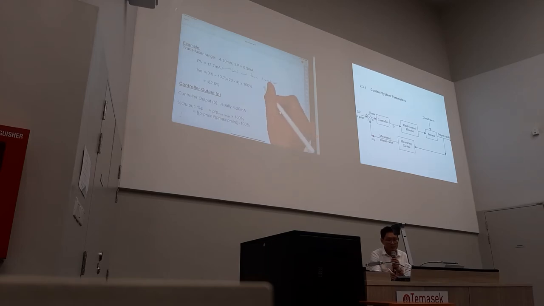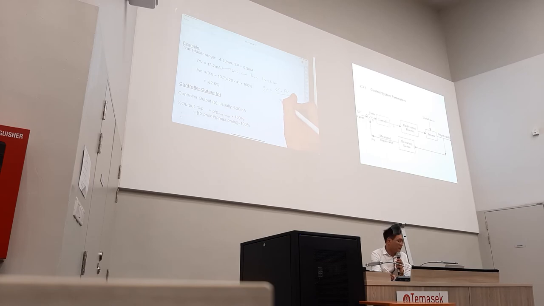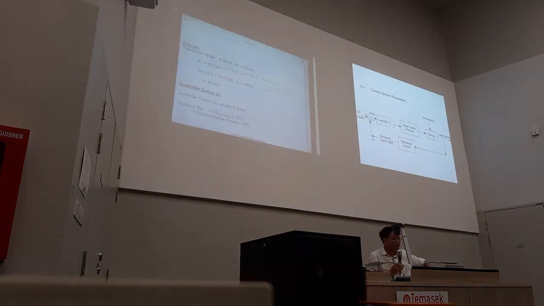So remember, the percentage of E is equal to set point minus process value, divided by the PV max minus PV min, right? Then times 100%. So what is my set point? Set point is 0.5. So I put 0.5 minus my process value 13.7, divided by 4 to 20 milliamp. 4 is minimum, 20 is my maximum for the process value. And then if you calculate, you get minus 82.5%.